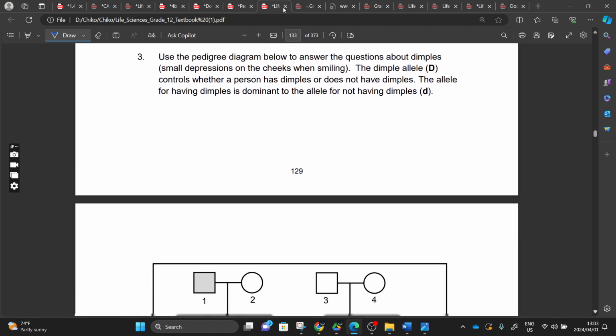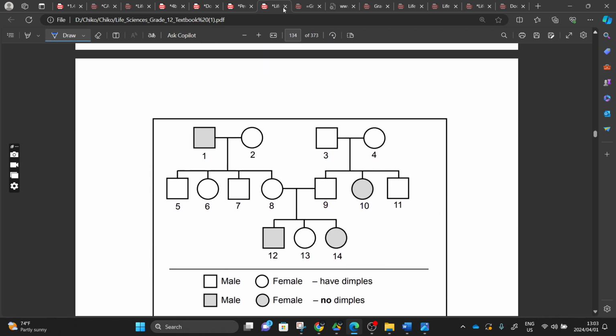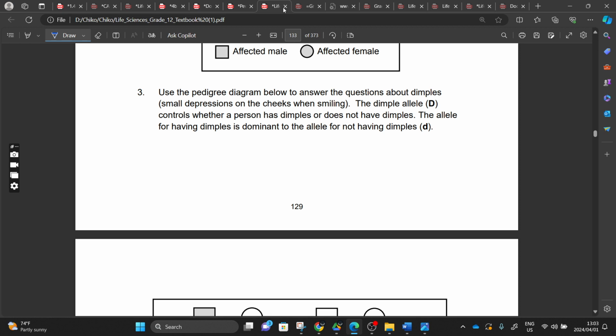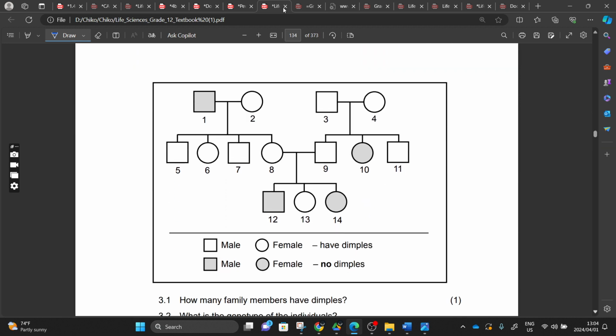So you'll do the questions and answer the questions. Number 3, let's see number 3. What is number 3? Use the pedigree diagram below to answer the question about dimples, the small depressions of the cheek when smiling. You know what a dimple is. But a dimple allele D controls whether a person has dimples or does not have a dimple. It means that D is dominant for dimples, the allele for having dimples is dominant to the allele of not having a dimple. And then small letter d is when you are not having a dimple.